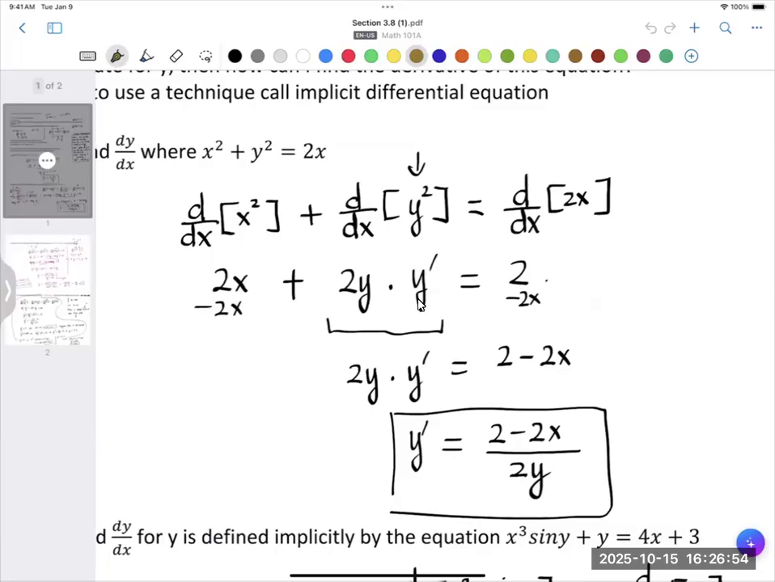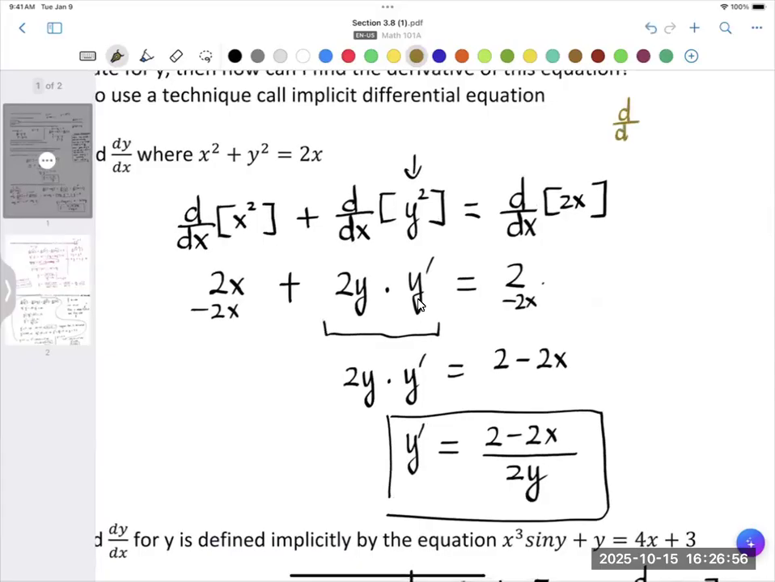Okay, so for example, if you take d over dx of h, and h is a function of x, which is not constant, then you're going to have 1 times dh over dx. So this is the chain rule.